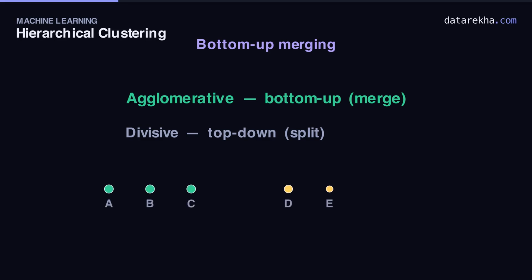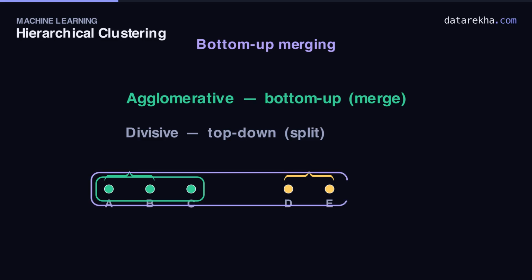Here is the whole recipe, and it fits in a sentence. Start with every point as its own tiny cluster. 5 points, 5 clusters. Then repeat one simple step. Find the two closest clusters and merge them into one. Closest here means A and B, so they join. Merge the next closest pair, and the next. The number of clusters ticks down by one each round. Keep going until just one cluster is left, holding everything. That sequence of merges is the entire algorithm.